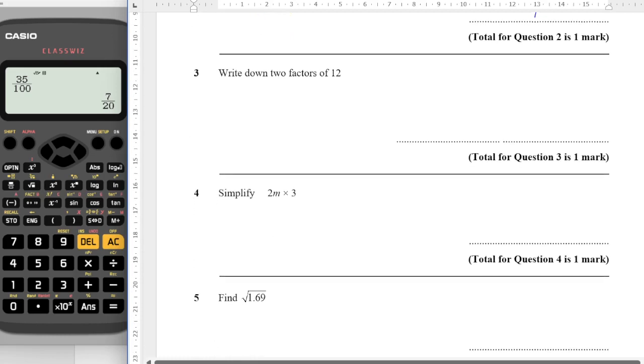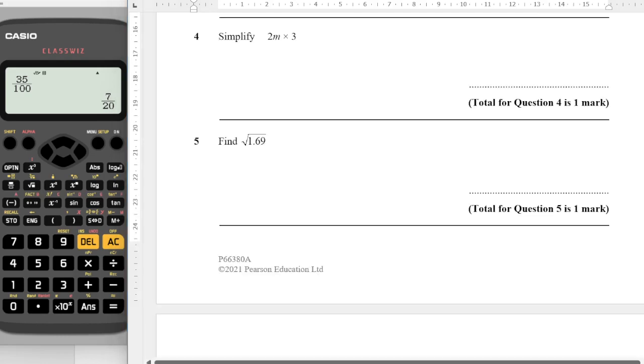Question 3, write down 2 factors of 12. Well, I'm going to start by writing down all of the factors of 12. So the factors of 12 are 1, 2, 3, 4, 6 and 12. Just double checking my pairs up. Yeah, and it doesn't say any particular 2. So as long as you've got two of those 6 factors, you'll be absolutely fine.